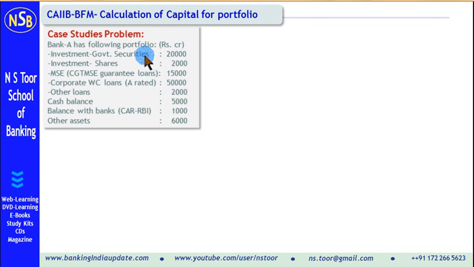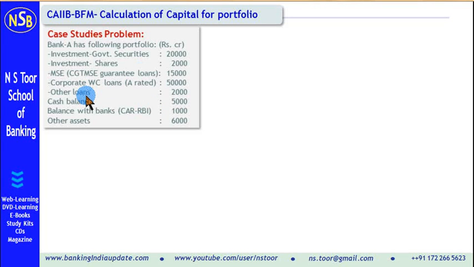Investment in government securities 20,000 crores. Investment in shares 2,000 crores. MSE loans granted by CGTMSE guarantee 15,000 crore. Corporate loans, working capital, all A rated, 50,000. Other loans 2,000. Cash balance 5,000. Balance with other banks which are complying with the capital adequacy ratio requirement of RBI 1,000 crores, and other assets 6,000 crores. So this is the assets side of the balance sheet of a bank.